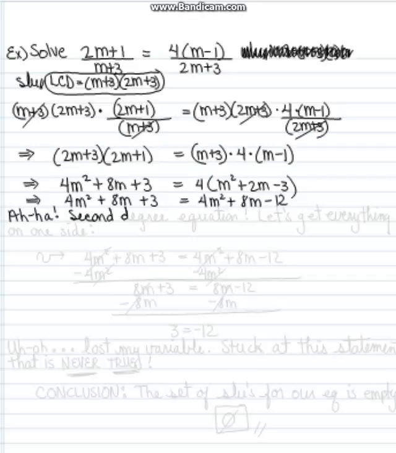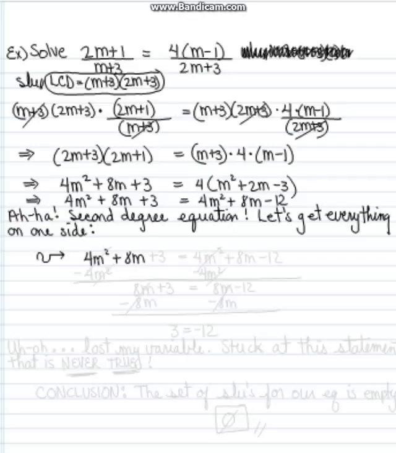Aha! A second degree equation, because the highest power on the variable is the second power. That means we're going to get everything on one side, and the other side will be equal to 0. Let's try to do that and see what happens. We'll move the m squareds to one side by subtracting 4m squared from both sides, because we want to gather everything to one side. So with this second degree equation, we're moving over the 4m squared, and suddenly all the m squareds disappear.